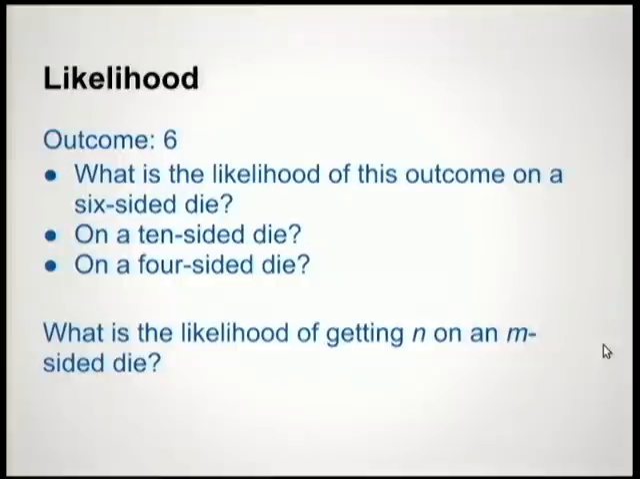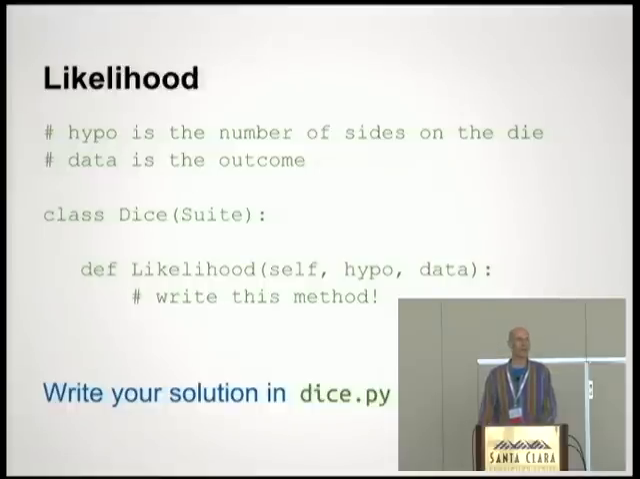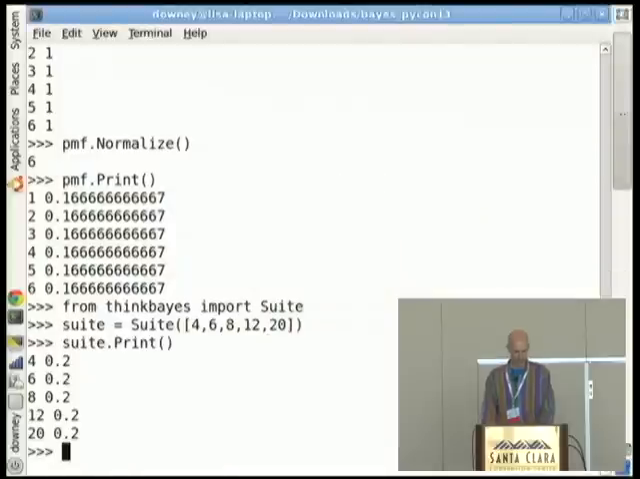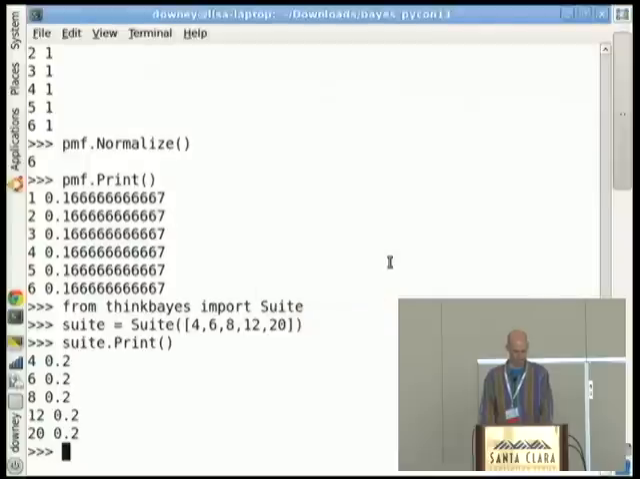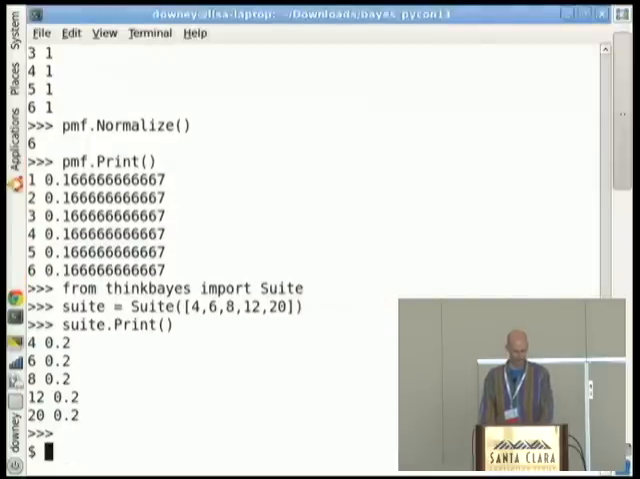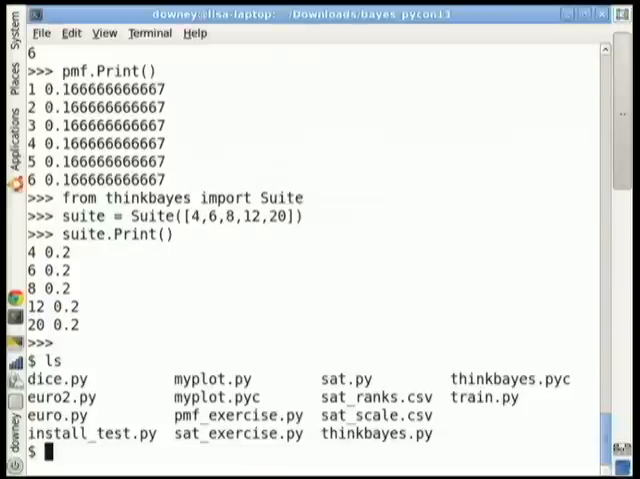And now your job is to generalize this and say, for any m-sided die, what's the probability of getting any value n? And you're going to write a function to do it. So I've given you a framework in dice.py for filling this in. And I've put in everything except the likelihood function. So let's come over here. I'm going to get out of Python and ls. So one of the files that you got should be dice.py.